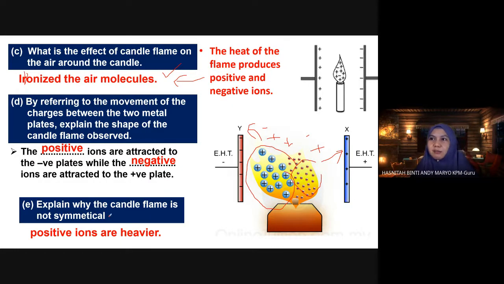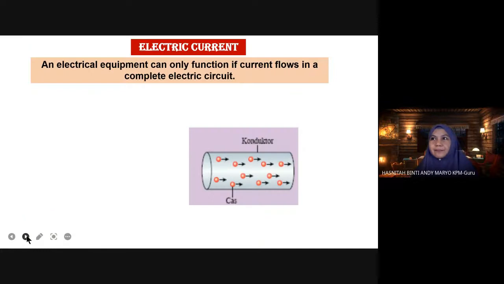Okay, so explain why the candle flame is not symmetrical: because positive ions are heavier, or have bigger mass, compared to the negative ions. So this is the reason why the portions are not equal. Because positive ions are heavier, or you can say positive ions have bigger mass compared to the negative ions. Okay, so that's all to do with the effect of charges on an electric field.